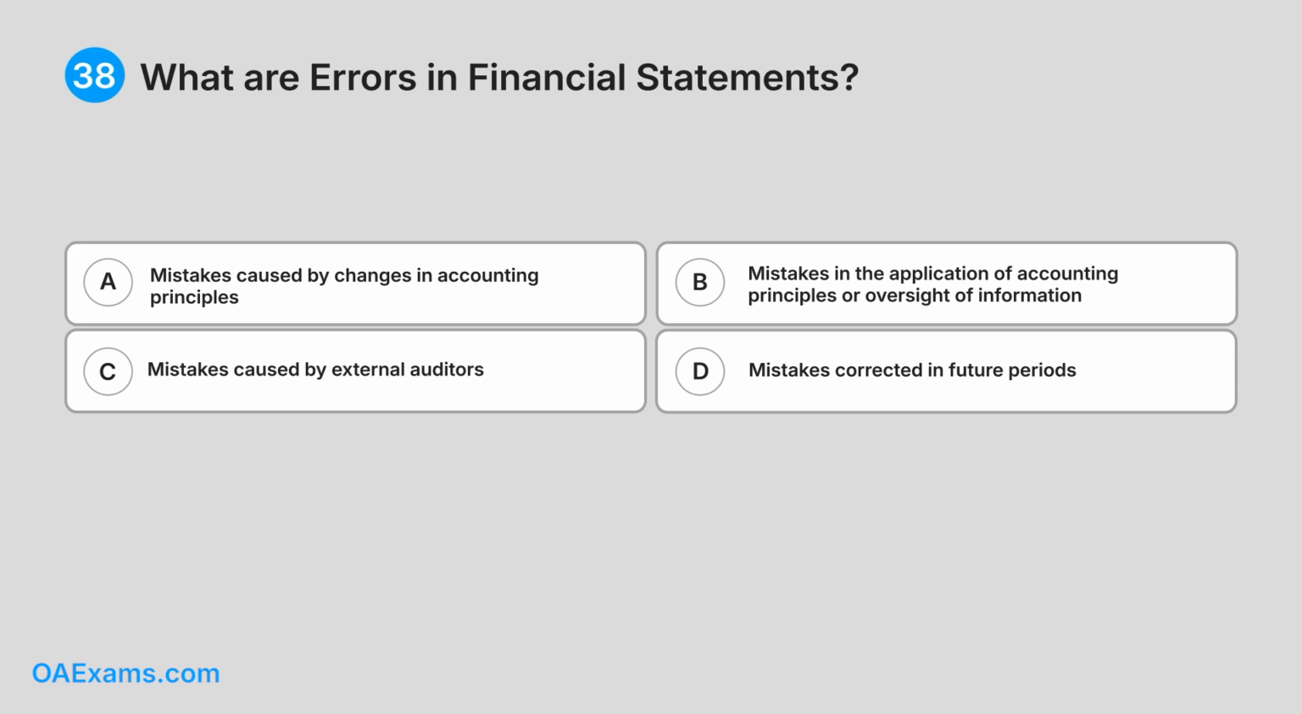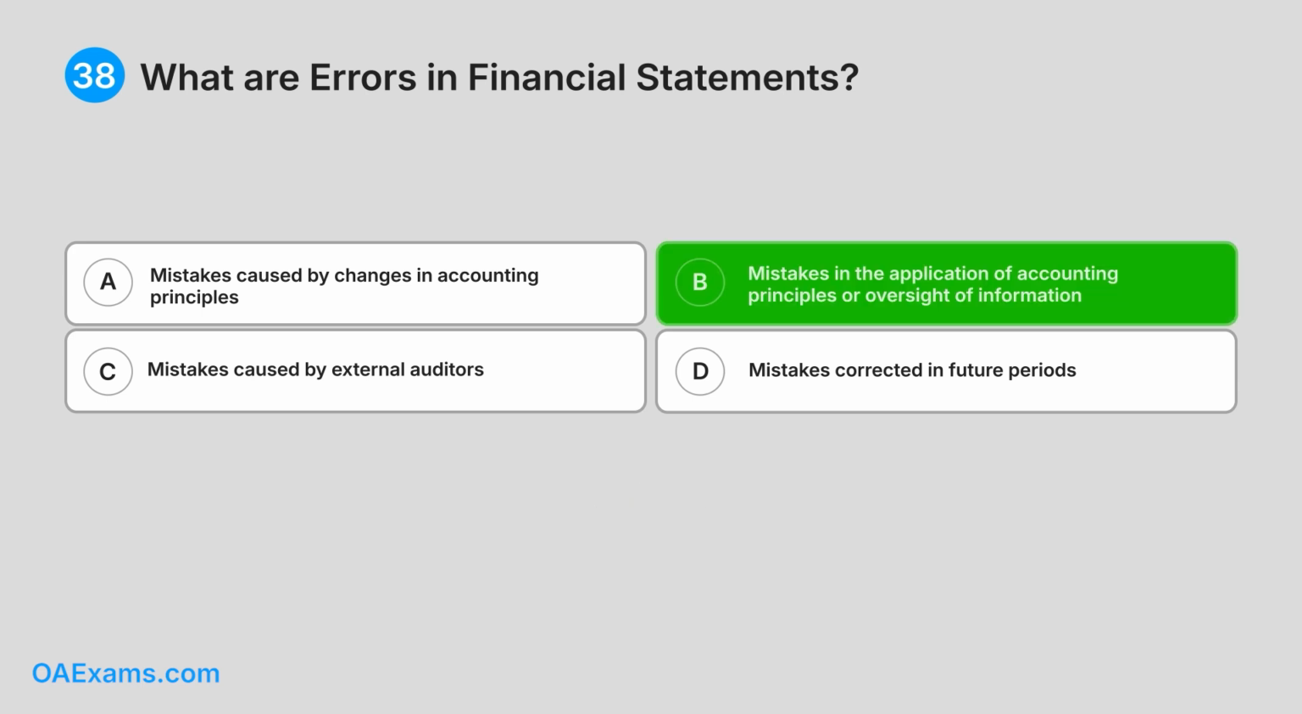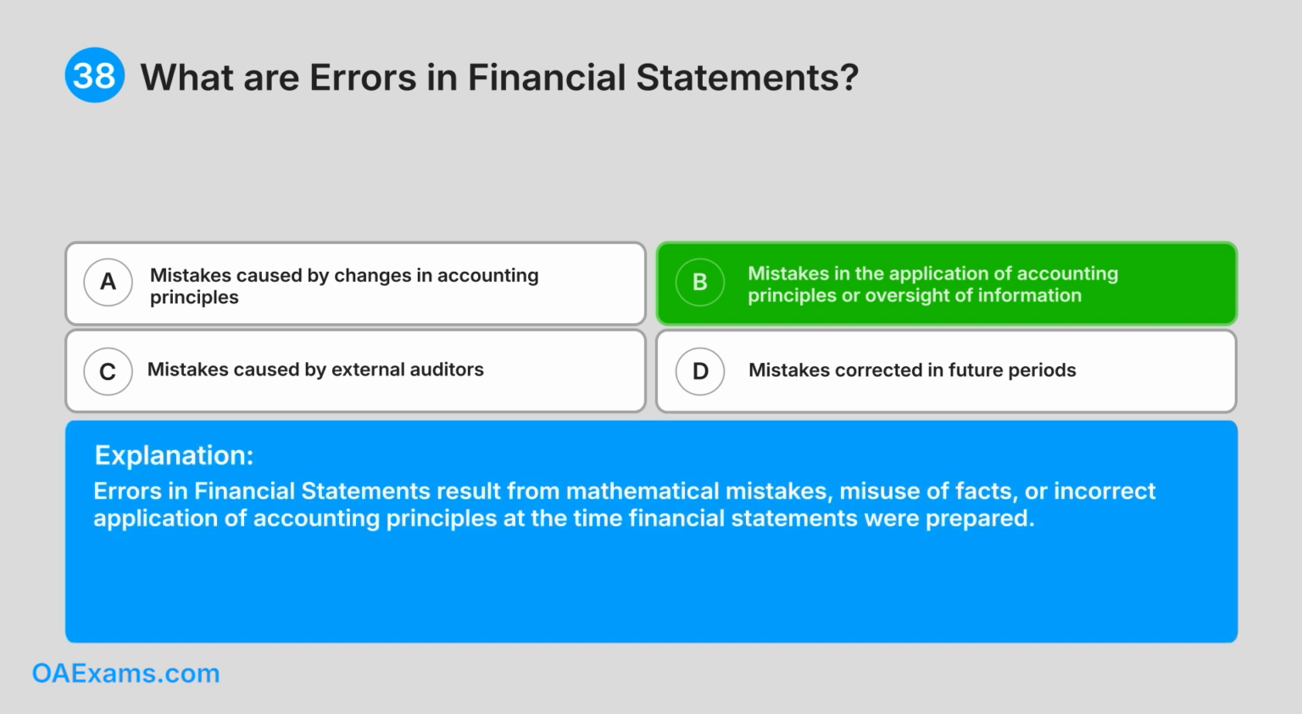Correct answer. B. Mistakes in the application of accounting principles or oversight of information. Explanation. Errors in financial statements result from mathematical mistakes, misuse of facts, or incorrect application of accounting principles at the time financial statements were prepared.